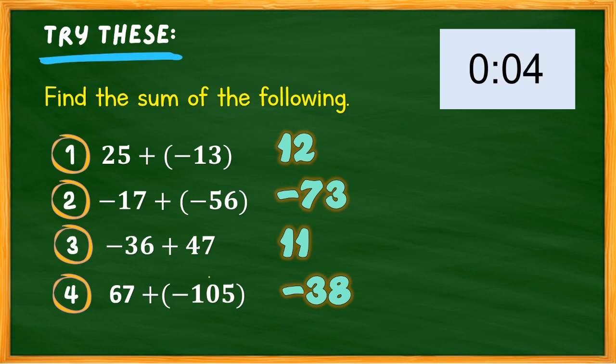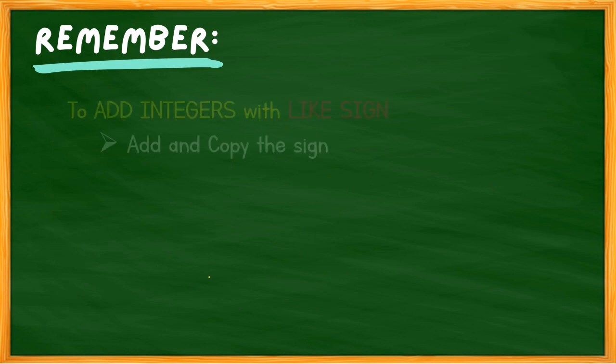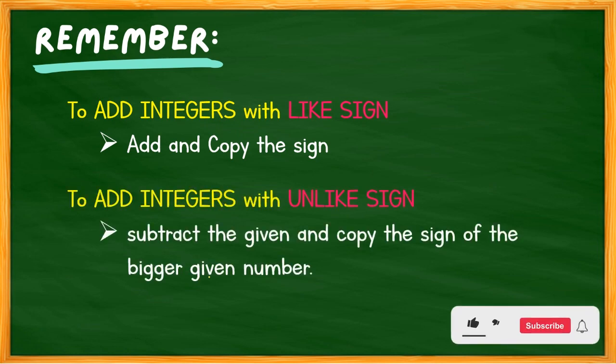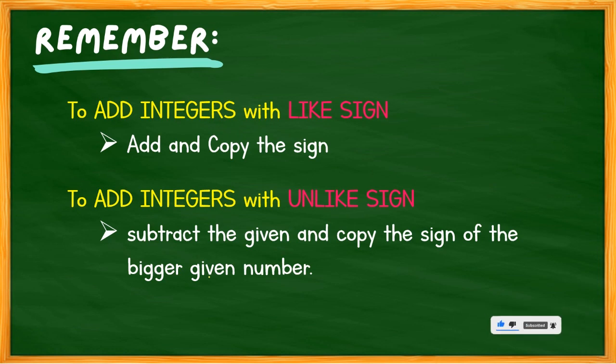Now, remember, to add integers with like sign, you just add and copy the sign. And to add integers with unlike sign, you just subtract the given numbers and copy the sign of the highest or the bigger number.